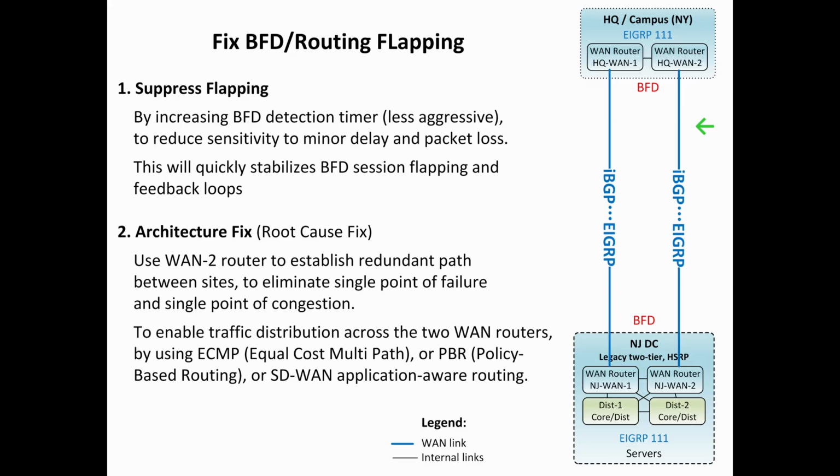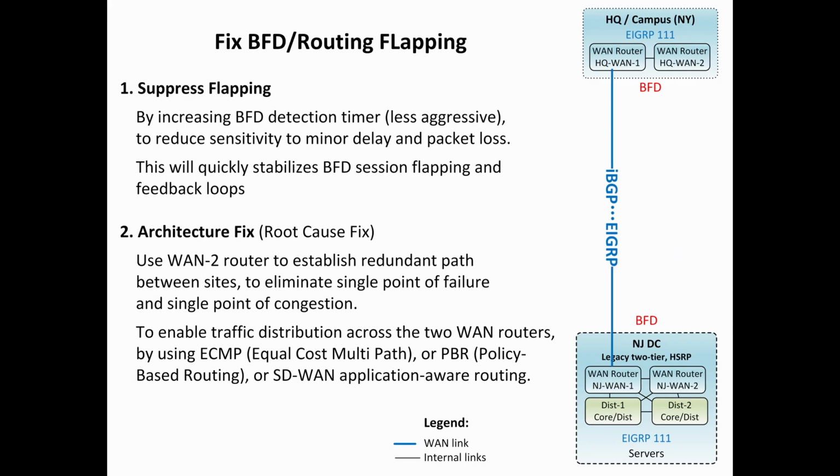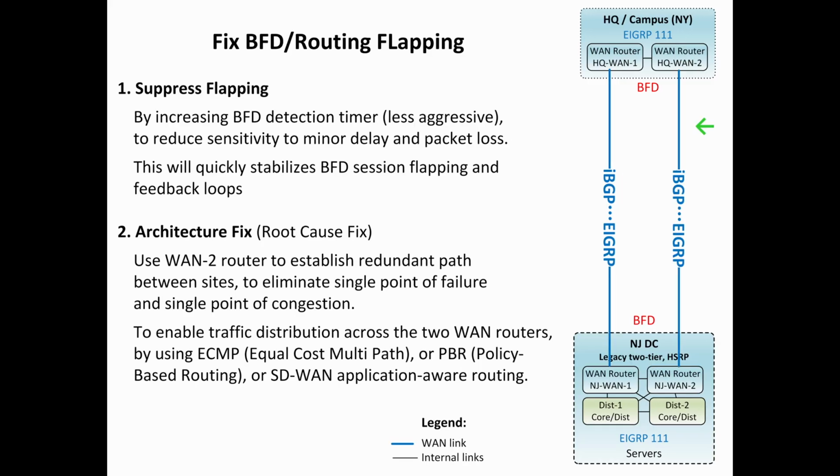The second part is to fix the design problem. We can use the second router to establish another connection between the two sites. This removes the single point of failure and the single point of congestion. To distribute the traffic load across the two WAN routers, we can use ECMP or PBR or using AAR if we are using SD-WAN. This is architecture fix. It is root cause fix.